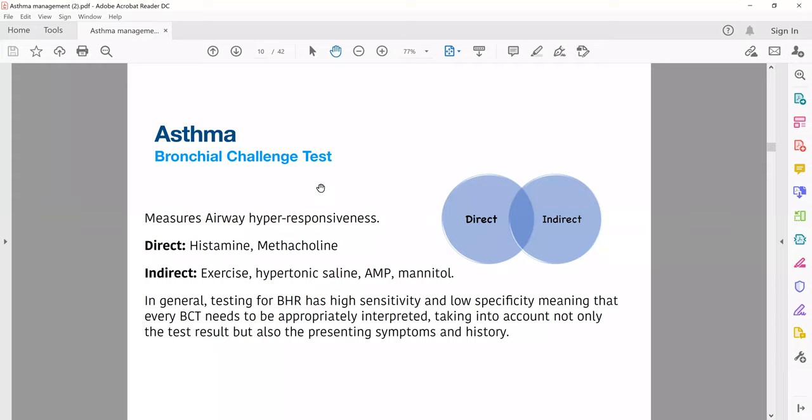Sensitivity means it's going to tell me that there's an abnormality, but with low specificity, it's not going to tell me that the abnormality is asthma. So with high sensitivity, the patient may be a COPD patient. The patient may have a viral infection, which can also cause airway hyperresponsiveness.